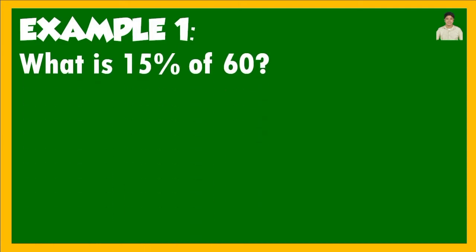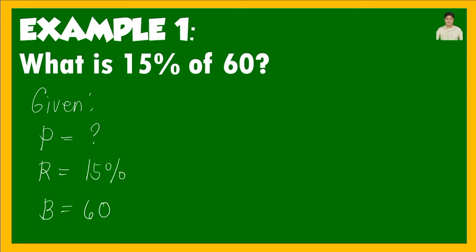What is 15% of 60? So the unknown is P. So we'll have to identify the given first. So P is the unknown, and then R, the rate, that is 15%. And then base is 60 total. Again, yung rate po natin dito, 15%, we have to convert it into decimal.